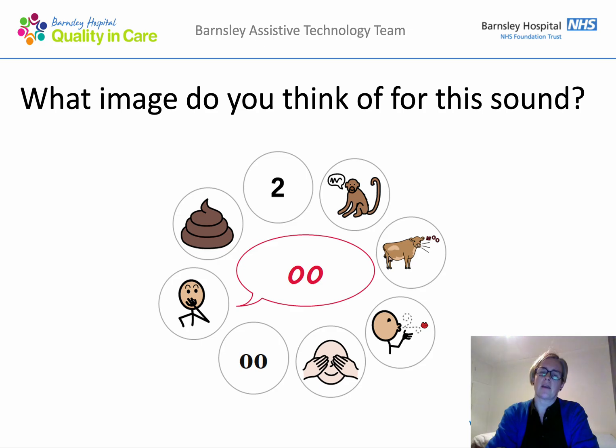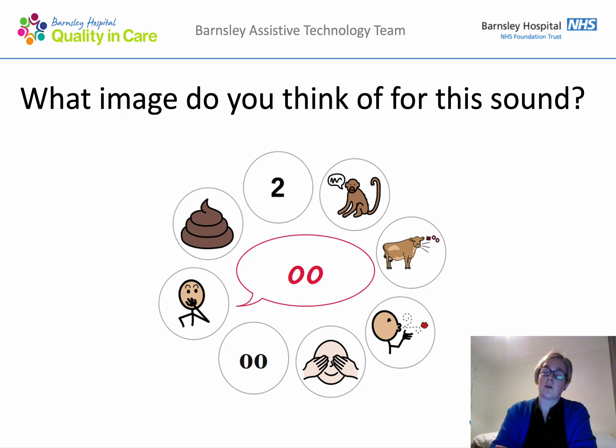If we start by thinking of the sound oo, what image do you think of for this sound? It might be one of the images that I've selected there. So it might be the double O for oo if you're literate. It might be the peekaboo sign there, the person covering their hands, if that's a game that you play regularly and you regularly say or hear the sound boo. It might be the moo for cow or the oo for the monkey if you've been exploring phonics in school and you've been doing a gesture for the monkey.